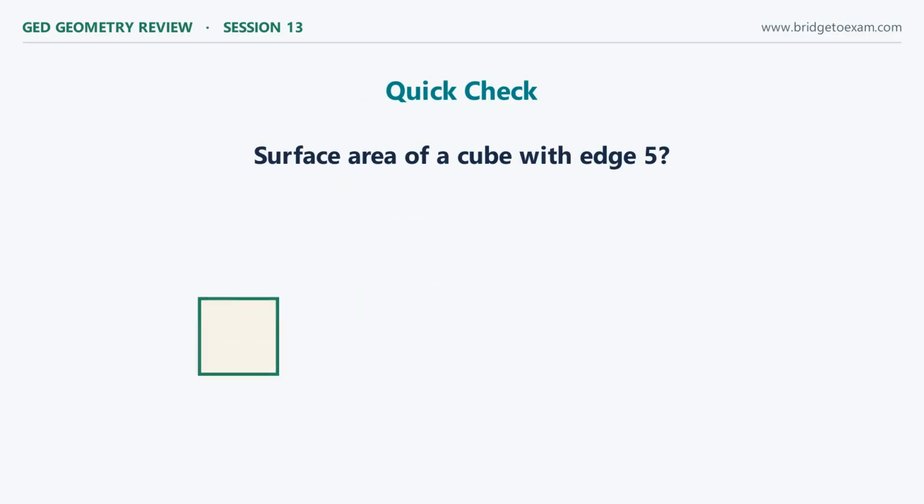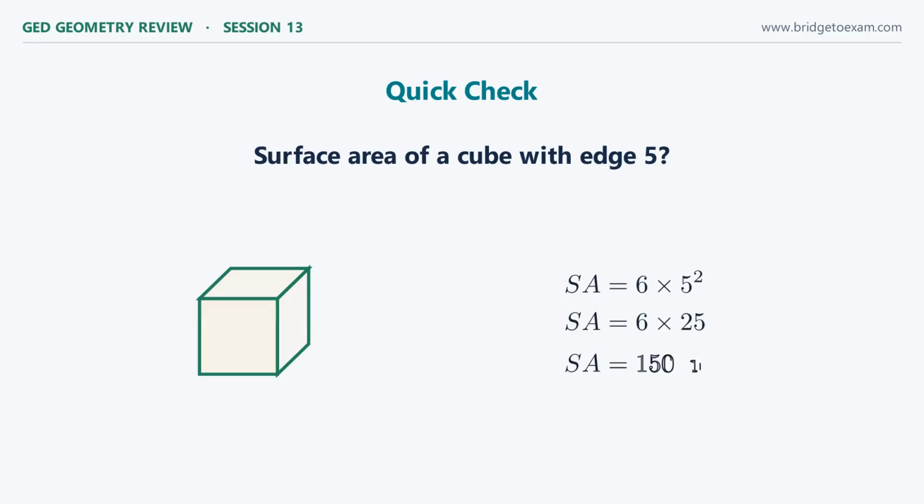Quick check. What is the surface area of a cube with edge 5? 6s squared is 6 times 5 squared, which is 6 times 25, or 150 square units.